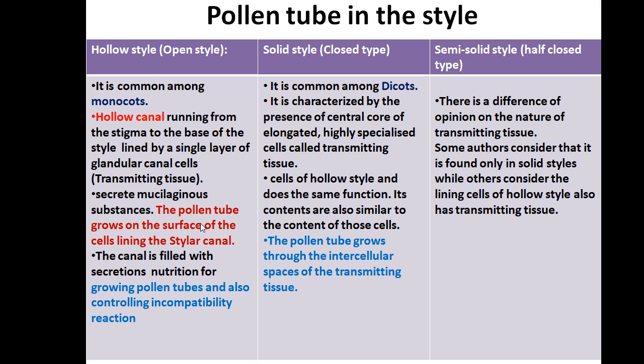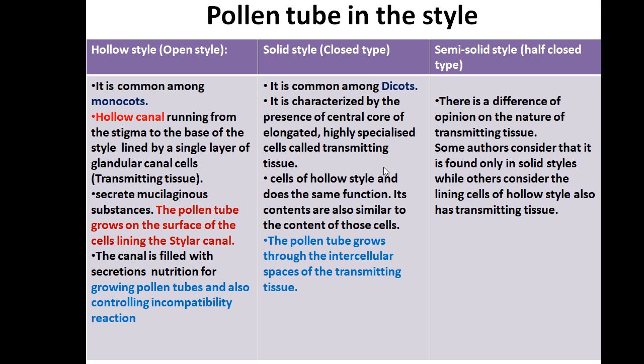So what are these mucilaginous substances? The pollen tube grows on the surface of the cells lining the stylar canal. The canal is filled with secretions, which provide nutrition for the growing pollen tube, and also control the incompatibility reaction. If there is any incompatibility, where this particular pollen does not suit the ovule, that is controlled by this secretion. It also nourishes the pollen. That's about your hollow style.